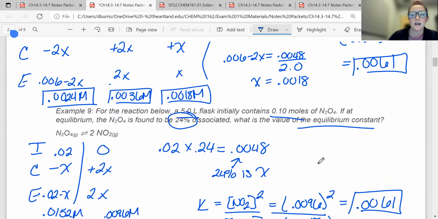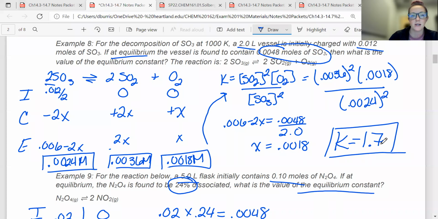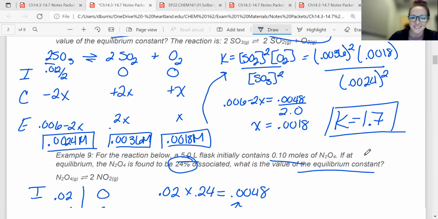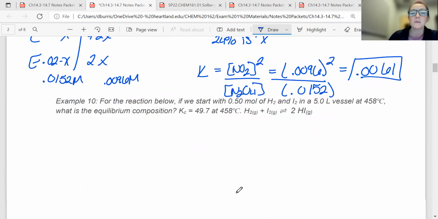Oh my gosh, that's what I did. And the top one, you should not have gotten 0.0061. That one should have been 1.7. I am losing my mind. Okay, so I changed it. Example number 8 should have been 1.7. Example number 9 should be 0.0061. Got a whole lot of math going on. Sorry, guys. So that's what you should get for that. So that's another way to do it. So try number 10 by yourself.